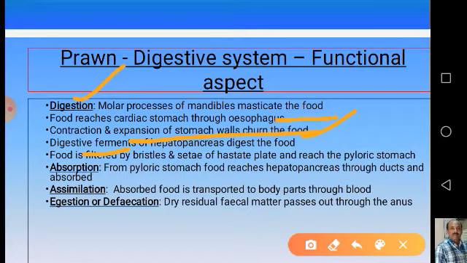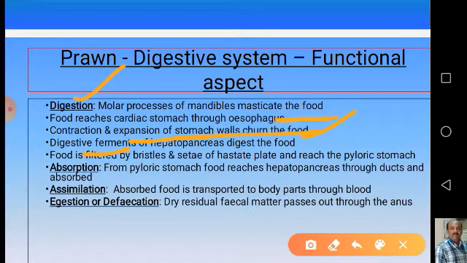Then as the food passes over the hastate plate in the cardiac stomach, the bristles of the comb plate cut it into smaller, fine particles. This semi-digested food is not completely digested here, and it is in a semi-liquid state. It is filtered through the bristles of the comb plate into the lateral grooves, and from the lateral grooves the food is carried to the ventral chamber of the pyloric stomach through the cardiopyloric aperture.